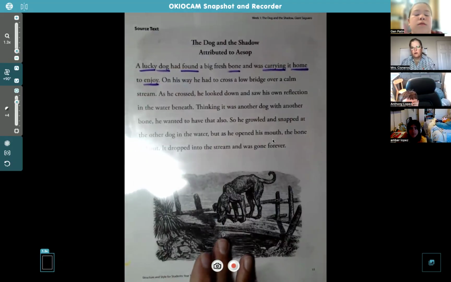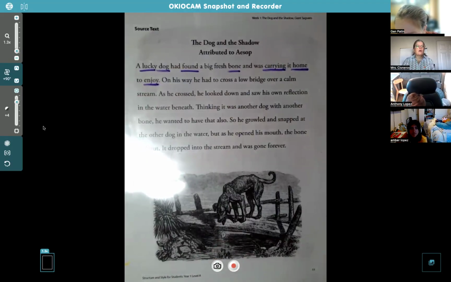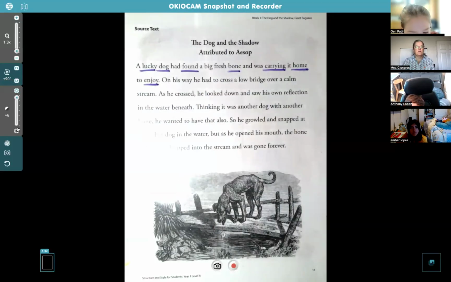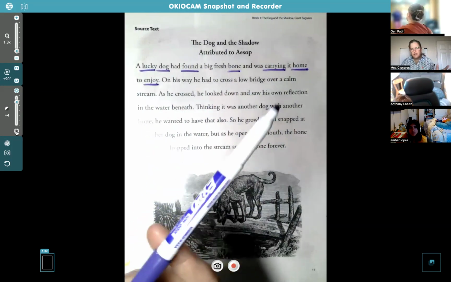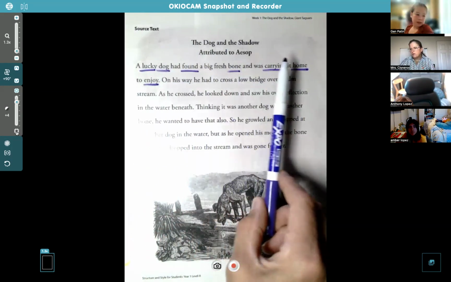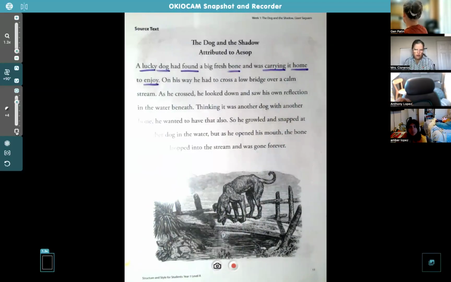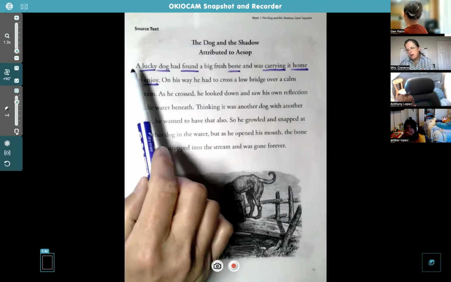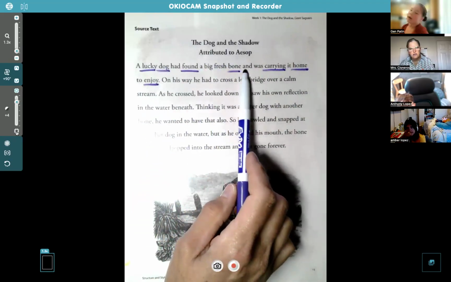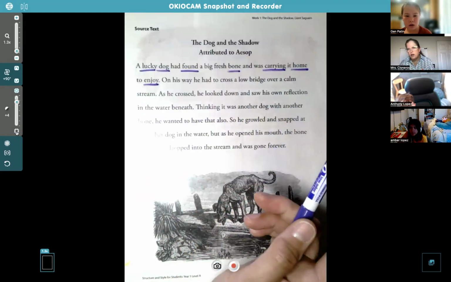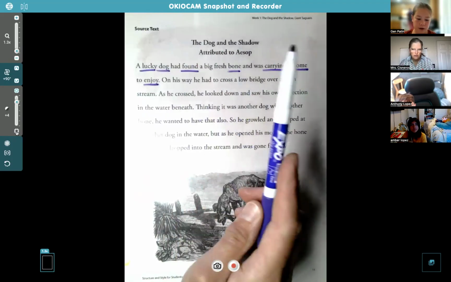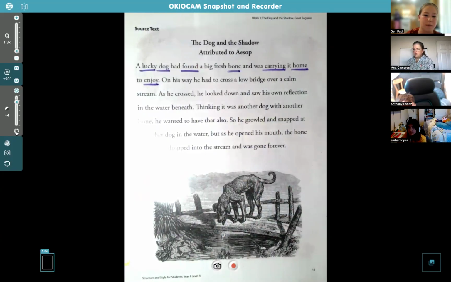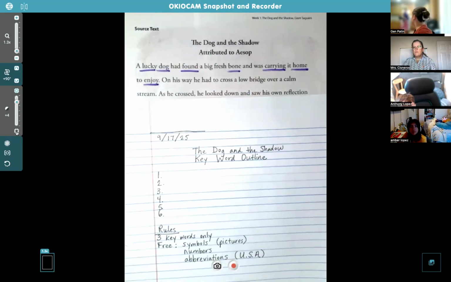Okay, so here's what we're looking for. We're looking for words that will help us remember what this sentence was about. So we've got to look for those super important words. What is this sentence talking about? Well, we know it's talking about a dog. Lucky could be a key word, but really dog, found, bone, carrying, home, enjoy. Those are the main words, right? Those are the most important words. Words like a and was and it, those are not keywords. And you can underline those, but remember the rules.